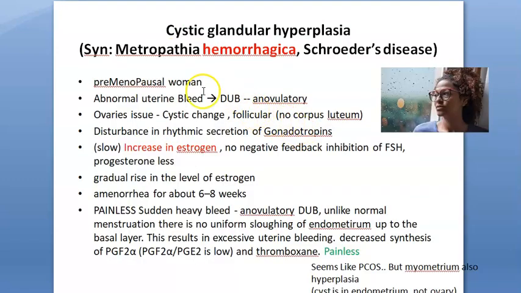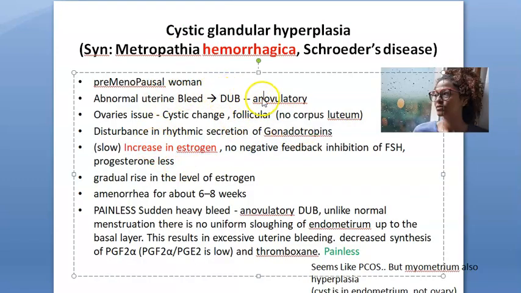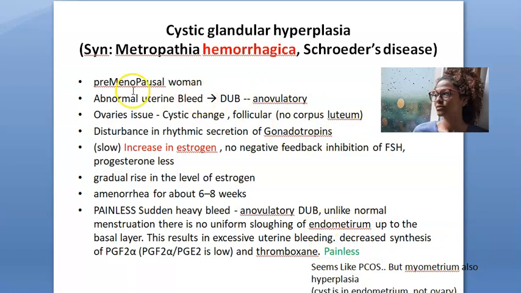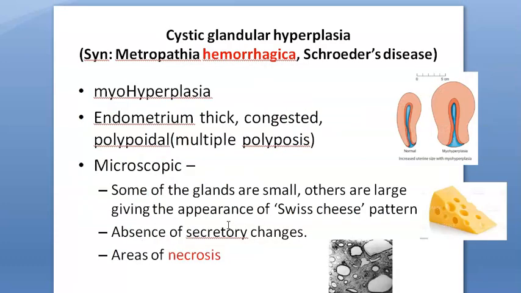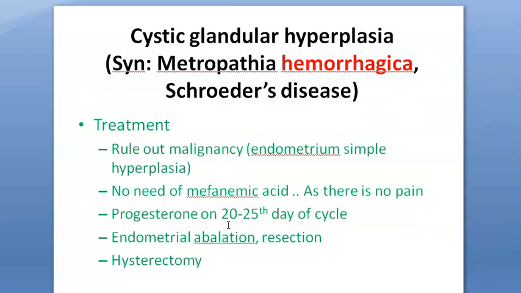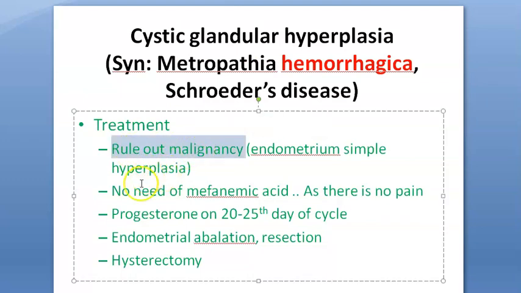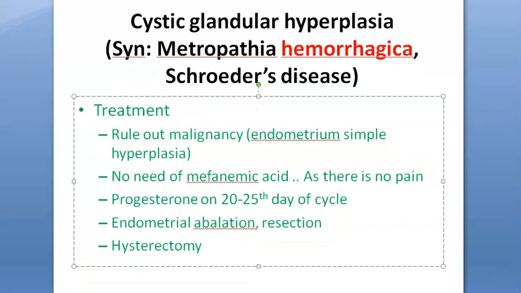So basically these people will have anovulation, and as it is anovulatory, they'll have painless cycles. They'll have abnormal uterine bleeding. You will see this in perimenopausal women, remember. It is treated very similar to DUB. You will have to rule out malignancy always, and then you can give mefenamic acid if there is pain, but there is no pain here, so no need to give. You can give progesterone and regularize the cycles, endometrial ablation, resection, hysterectomy. This is the treatment. Good progress, guys. Okay, now we'll move on.